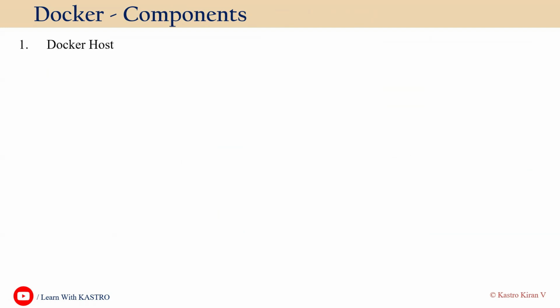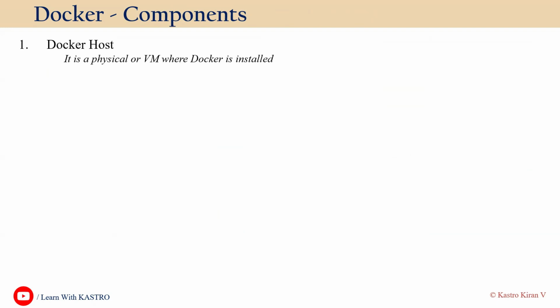So the first Docker component is known as Docker host. So what is a Docker host? The place where we are going to install Docker is known as a Docker host. Now, where exactly are we going to install Docker? It can be on a physical server or it can be on a virtual machine.